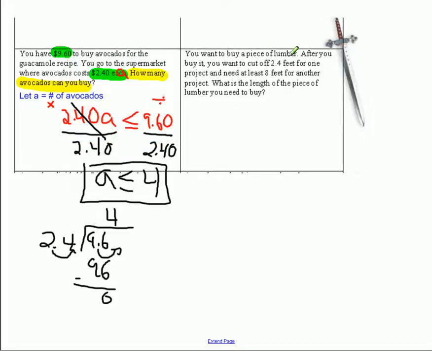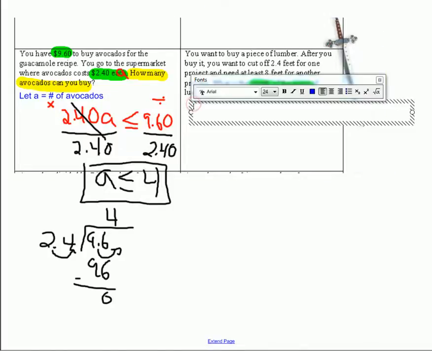You want to buy a piece of lumber. After you buy it, you want to cut off 2.4 feet for one project and need at least 8 feet for another project. What is the length of the piece of lumber you need to buy? So what is the length? Let's call that L, but I don't really like L's because L's kind of look like ones. So I'm just going to say W for wood because lumber is wood. Let W equal the length of wood or lumber.